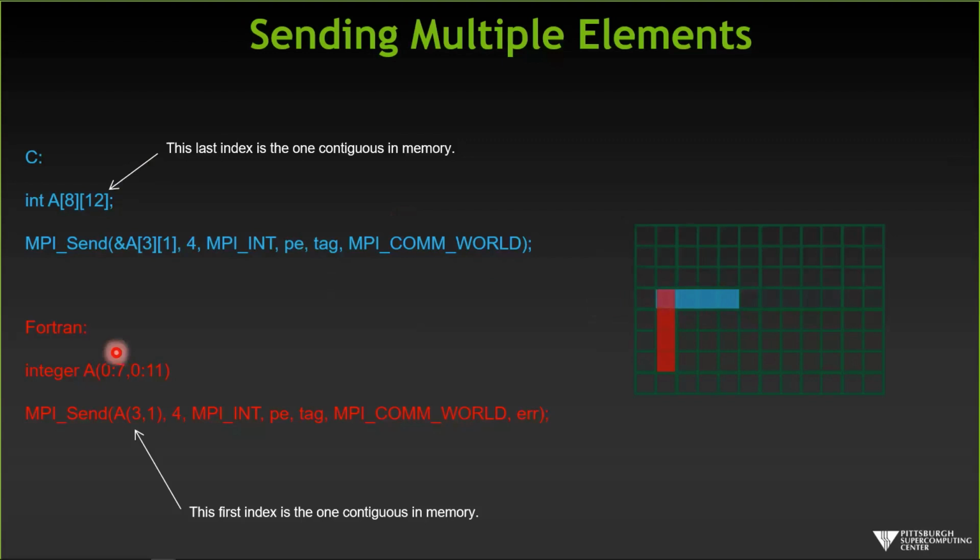Now in Fortran, we'll see when we look at the solution, it's the same thing, only we're going to rotate the whole problem, because in Fortran, if you were to send 4 contiguous elements in an array, it would correspond to this. So that's just life with Fortran and C.